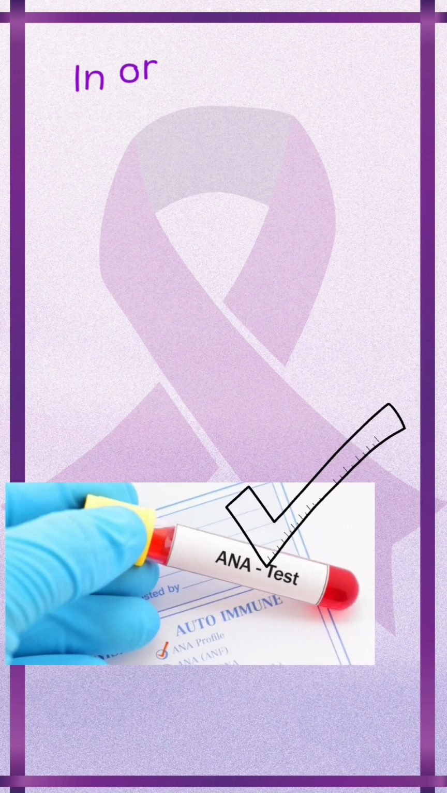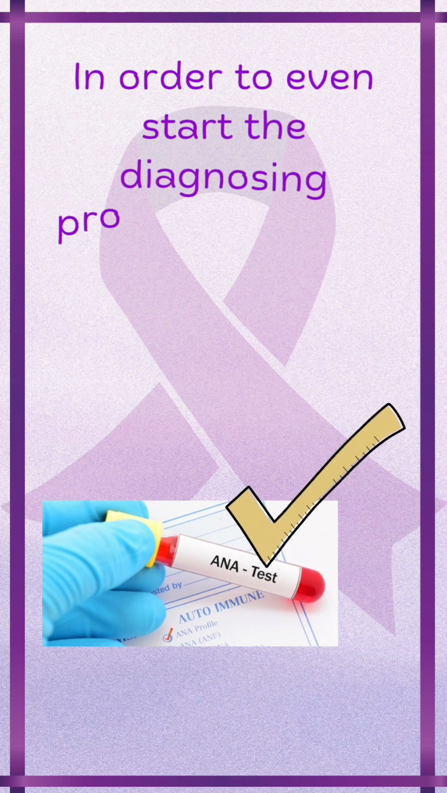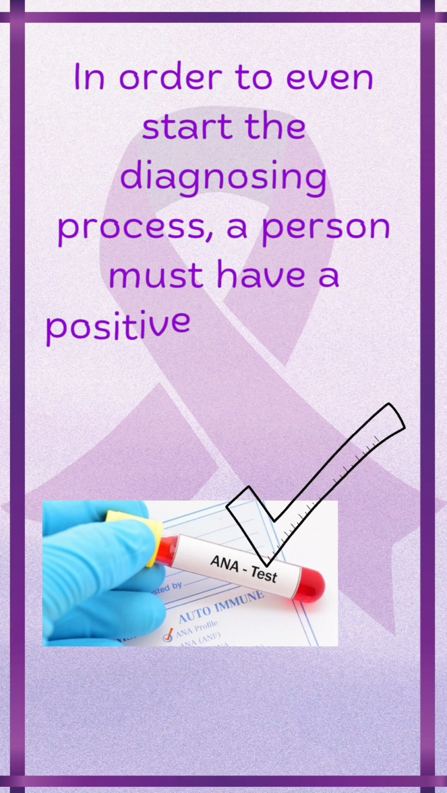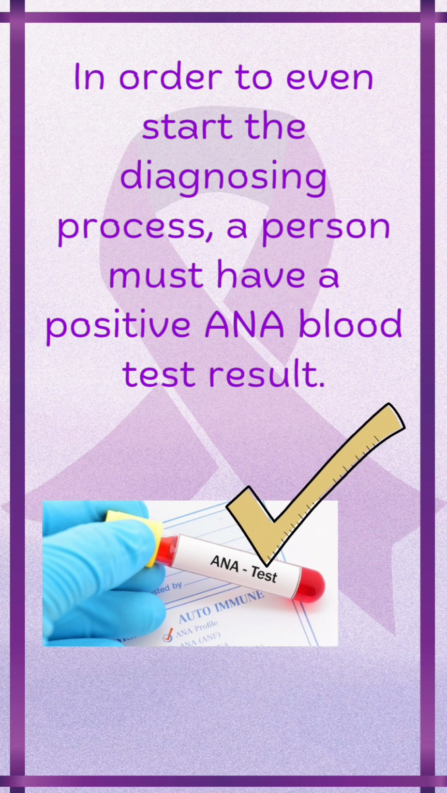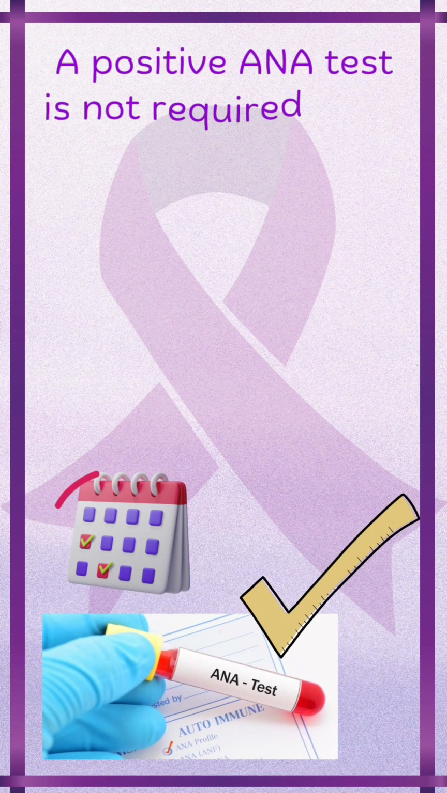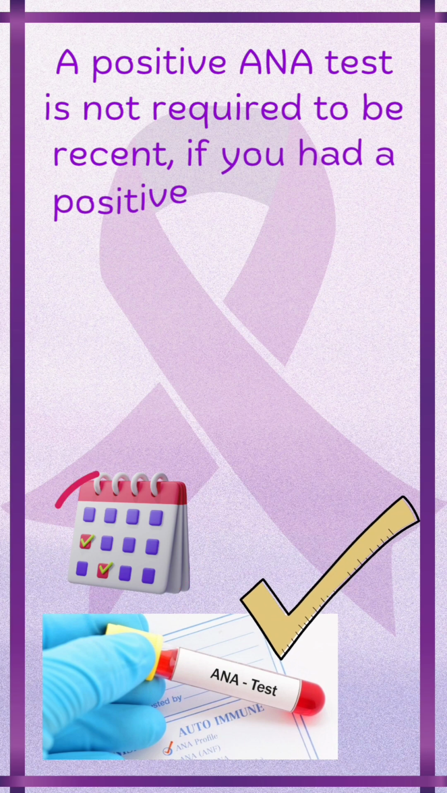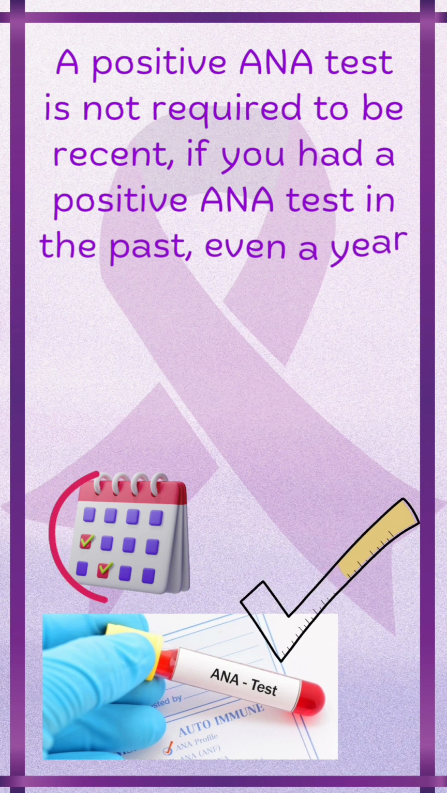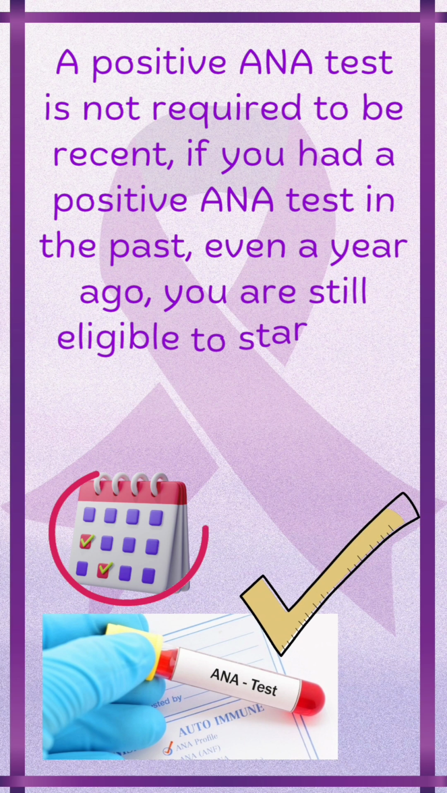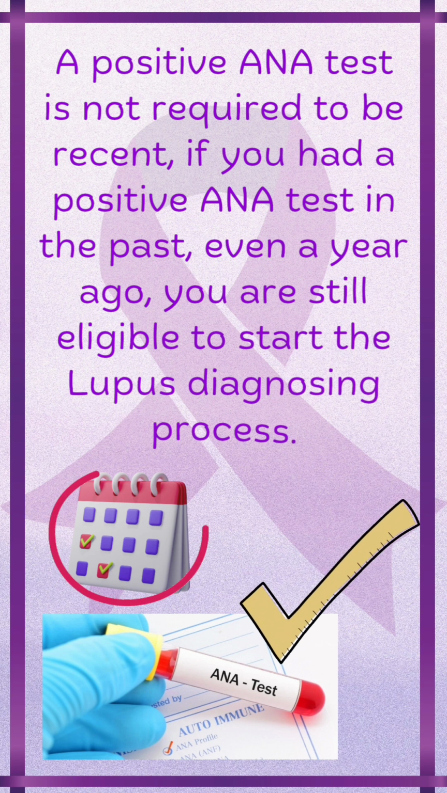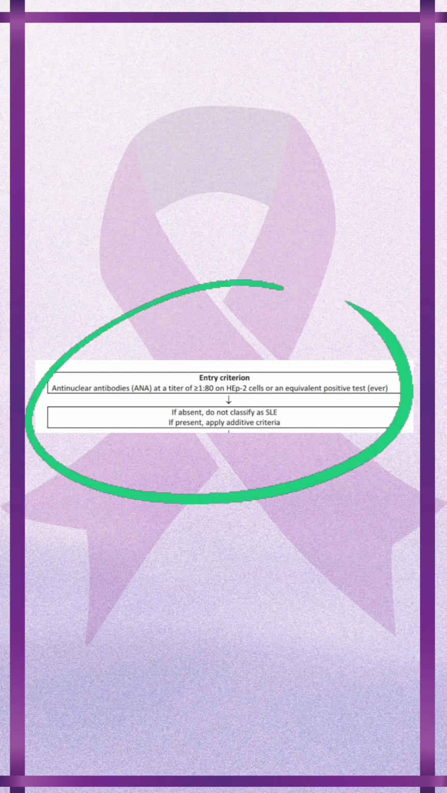Okay, in order to even start the diagnosing process, a person must have a positive ANA blood test result. A positive ANA test is not required to be recent. If you had a positive ANA test in the past, even a year ago, you are still eligible to start the lupus diagnosing process. So let's say you do have a positive ANA blood test result. Doctors will then proceed to apply additional tests as follows.